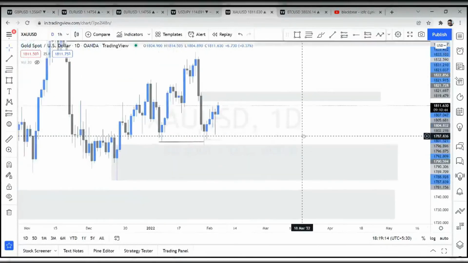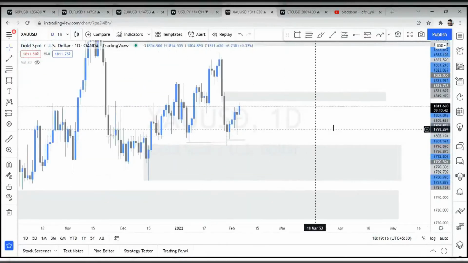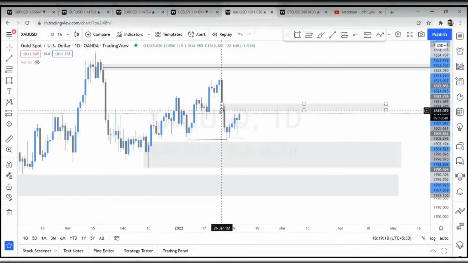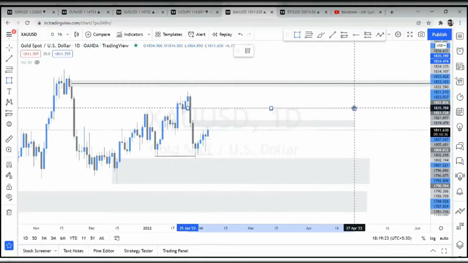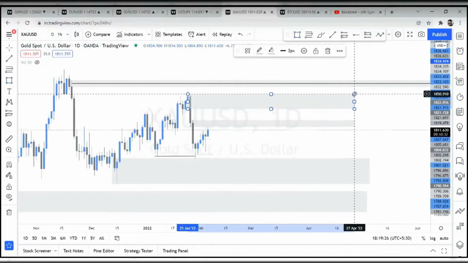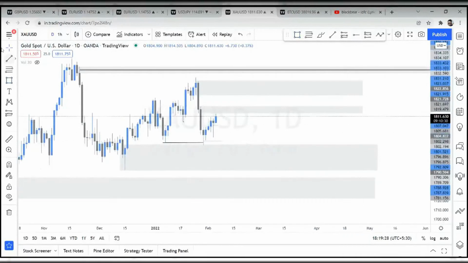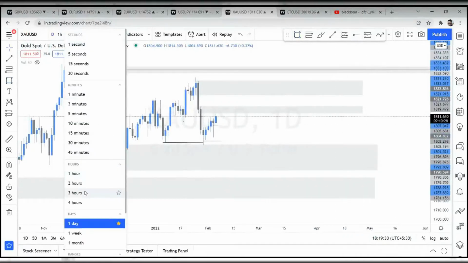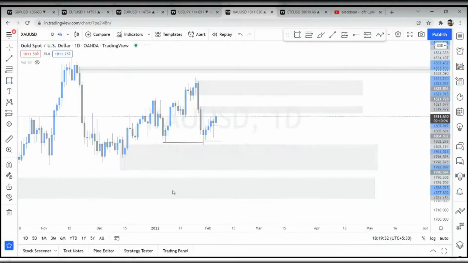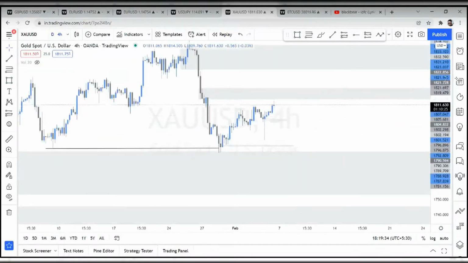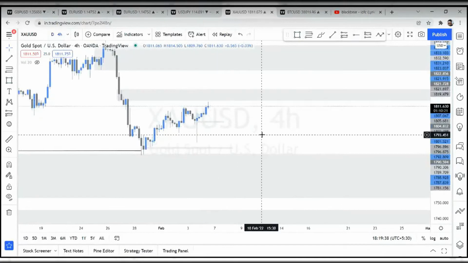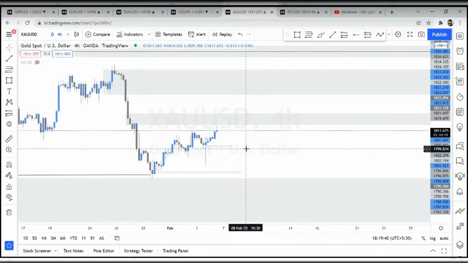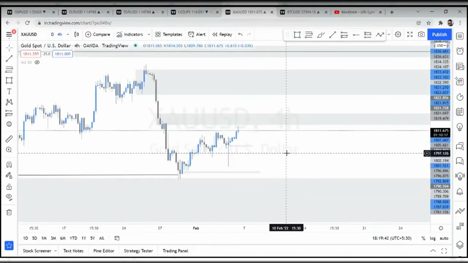So what we're expecting here, this is one area that we would be expecting, and this is one area that we can expect ourselves. So what do we have here? This is NFP, guys.